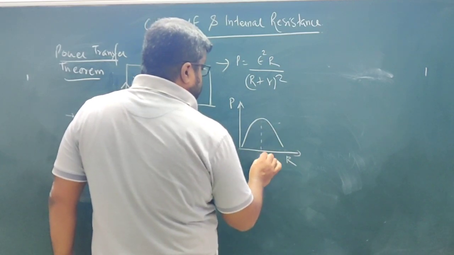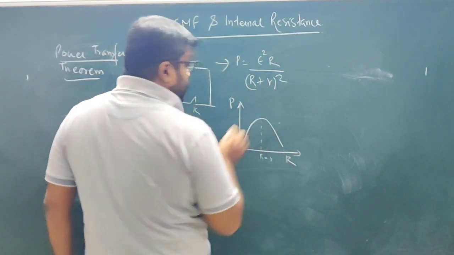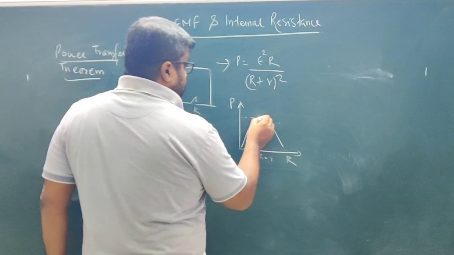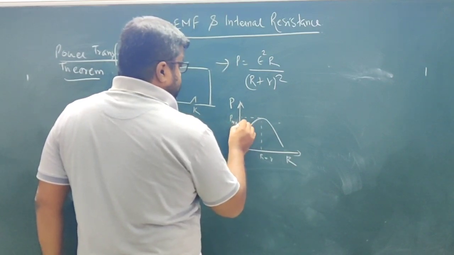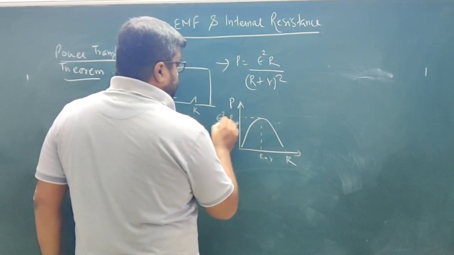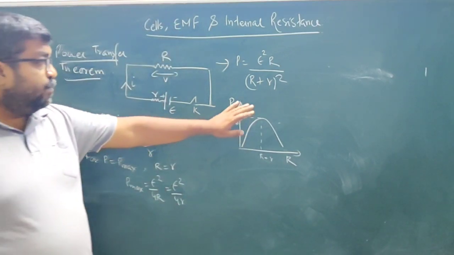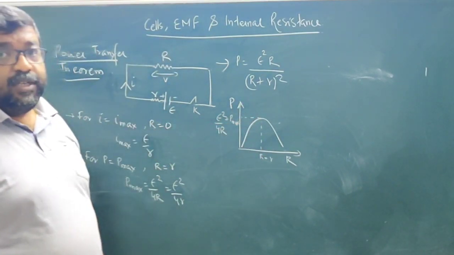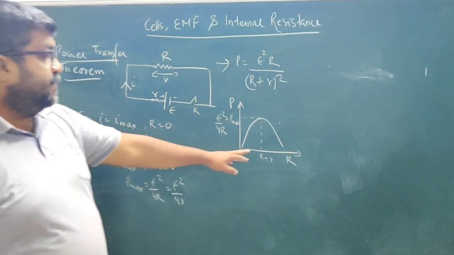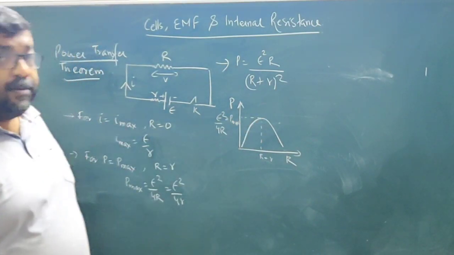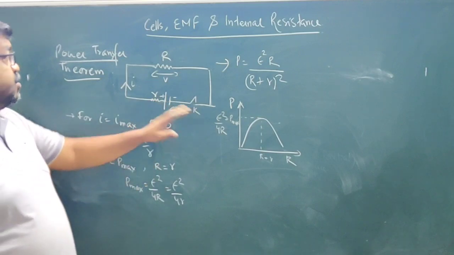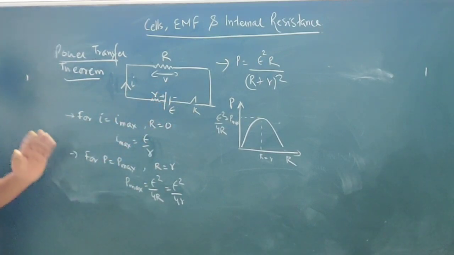So this is R equal to r. Here power becomes maximum, and this is P max, and that is equal to E square by 4r. Okay. So this graph shows the variation of power with external resistance. And at this value of external resistance, the power becomes maximum. And this is called the power transfer theorem.